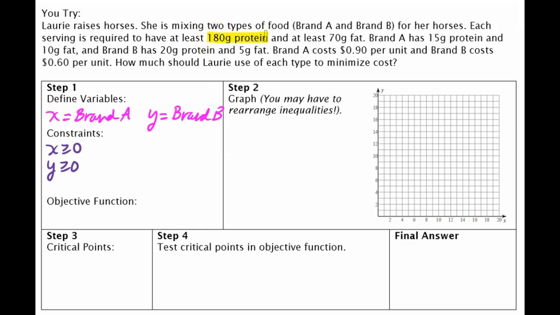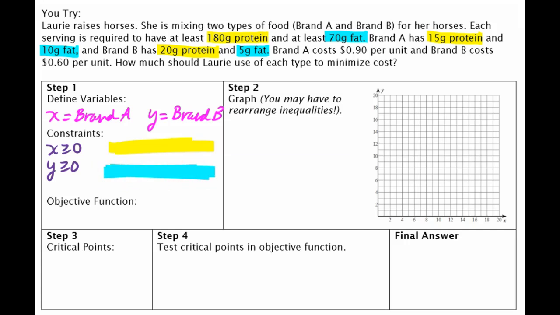All right, so it says each serving is required to have at least 180 grams of protein. So I highlighted my protein number, and then 70 grams of fat. So I'm doing that in a different color. It says brand A has 15 grams of protein, so that's yellow, and 10 grams of fat, that's blue. And then it tells me that brand B has 20 grams of protein, so that's yellow, and then 5 grams of fat, so again, that's blue. So all the numbers that are in yellow are going to go into a constraint together, and all the numbers that I highlighted in blue are going to go into a constraint together.